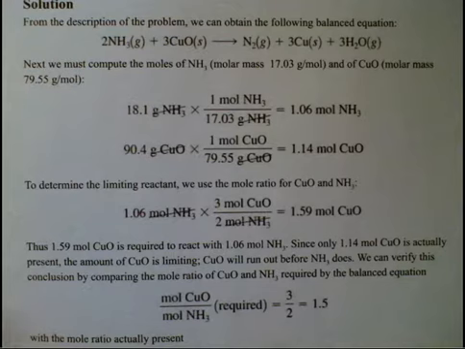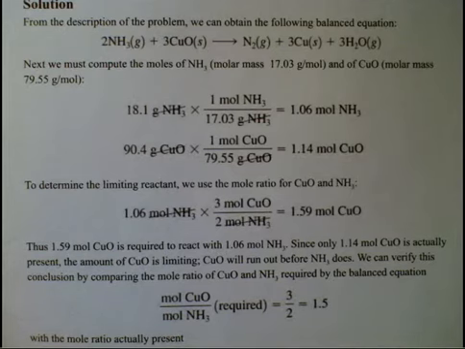We can verify this conclusion by comparing the mole ratio of copper(II) oxide and ammonia required by the balanced equation. When we look at moles of copper(II) oxide divided by moles of ammonia, we get a ratio of 3 to 2, or 1.5 as a decimal. The mole ratio that's actually present is 1.14 divided by 1.06. That's a mole ratio of 1.08. It means we don't actually have what is required.